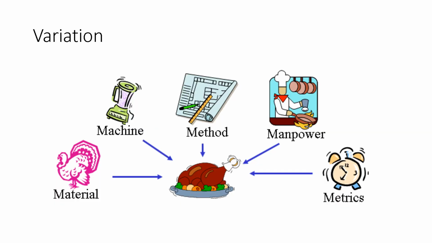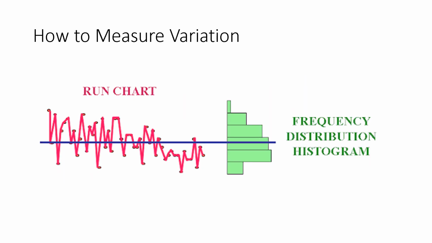When we want to cook a turkey, there are a number of factors which will affect the outcome. The raw material, the breeding of the turkey, the equipment used, the method, the manpower, skills, the metrics. All these are possible causes of process variation. Every process has variation. Some causes of variation may be identified and acted upon.